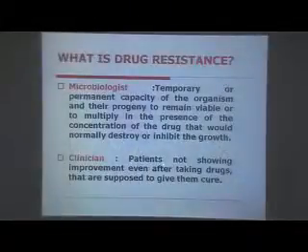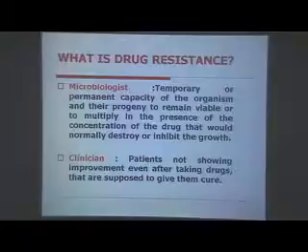But if you ask the clinician, it is when the patient is not showing improvement even after taking a drug that is supposed to give him a cure. The previous speaker has told about the drugs: these are the drugs that will work on such and such organism. So when we suspect TB and give these drugs, the patient is supposed to improve. If he doesn't improve, then probably we are having a drug resistance. That is how you suspect drug resistance.